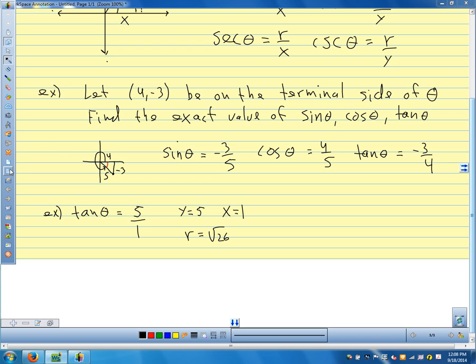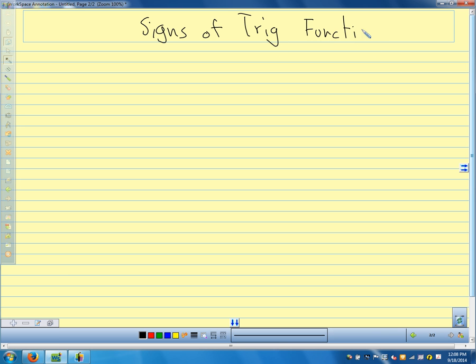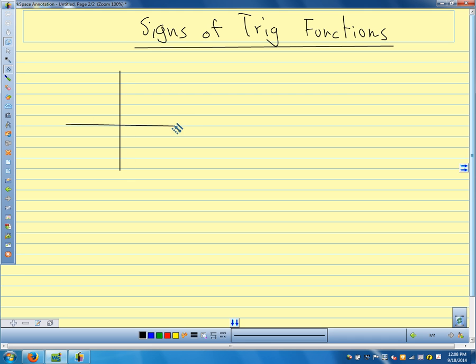Okay. Let's talk about the signs, the signs of our trig functions. So here are my quadrants, here are my axes. So we're dividing our plane up into quadrants. And we want to know in which quadrant our various trig functions are positive and negative. So here's our quadrant 1, quadrant 2, quadrant 3, and quadrant 4.